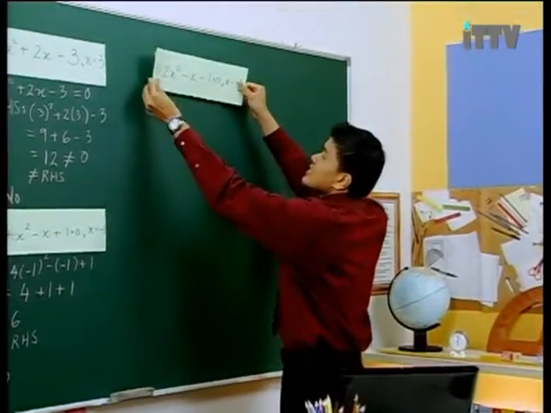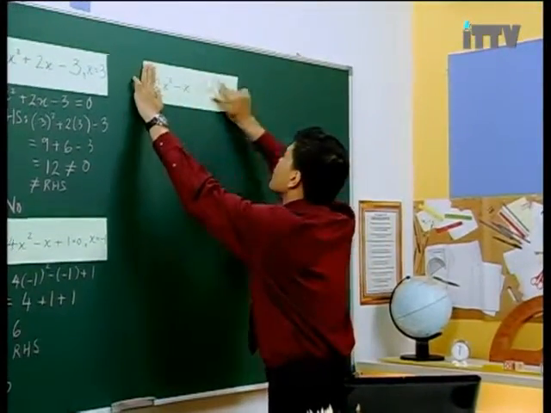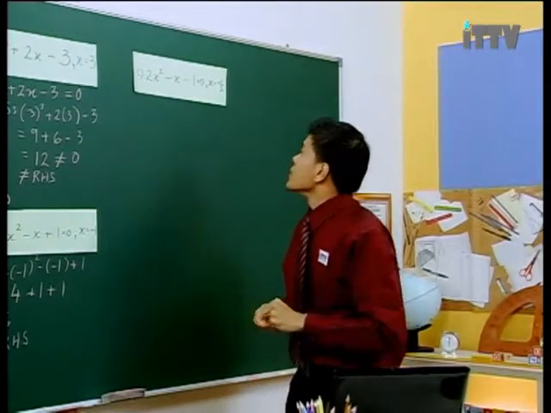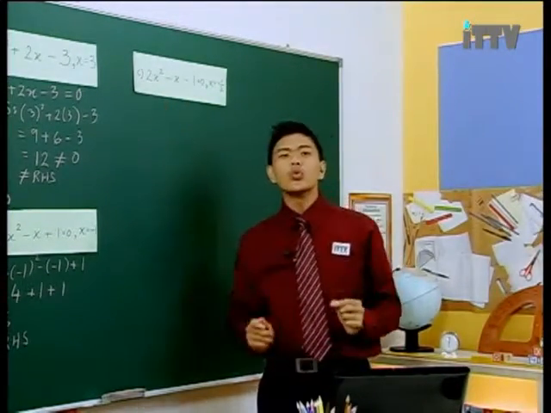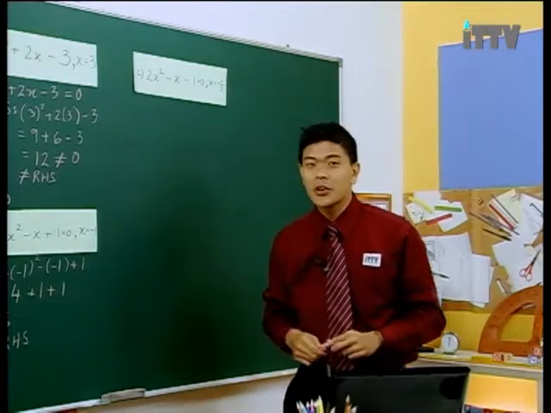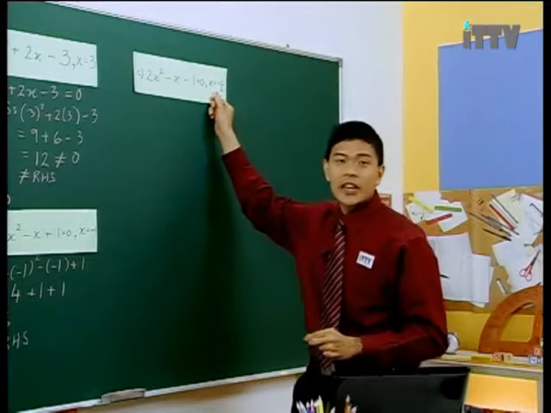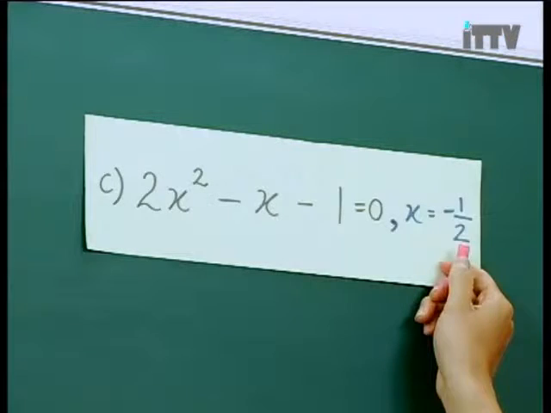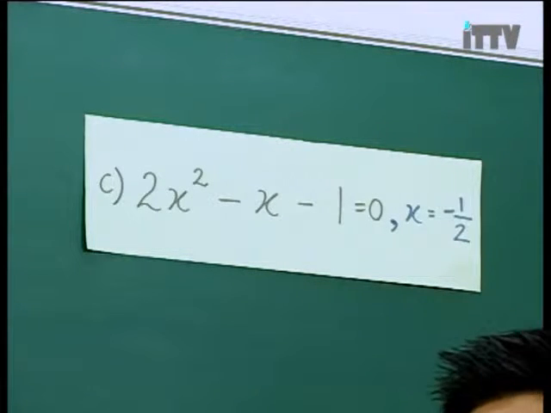Alright, we haven't come across a value given that will be a root. Now let's look at C. So now in the equation 2x squared minus x minus 1 equals 0, the given value of x is here. Is x equals negative half a root for this equation?